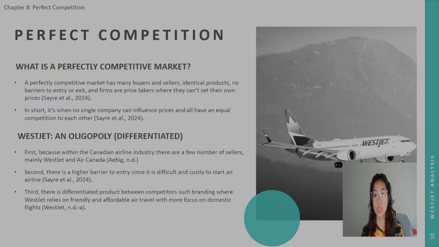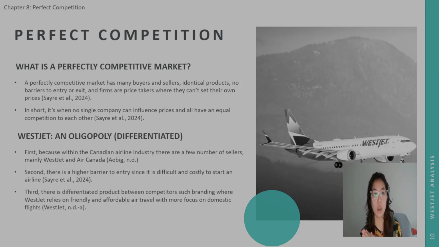Awesome. So we're going to move into Chapter 8, Perfect Competition. So what is a perfectly competitive market? It is when there are many buyers and sellers, there are identical products, no barriers to entry or exit, and firms are price takers and cannot set their own prices. So in short, it's when there's no single company that can influence prices and everyone is in equal competition with each other. So what does that have to do with WestJet?